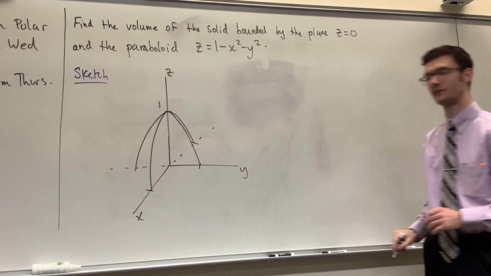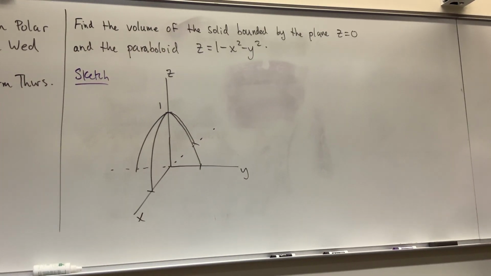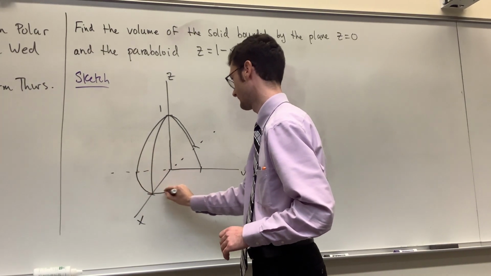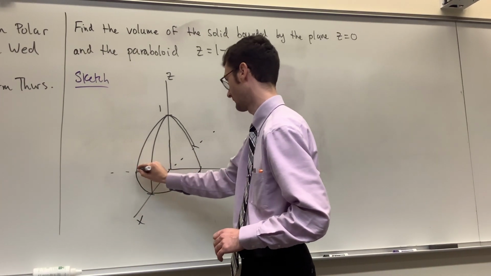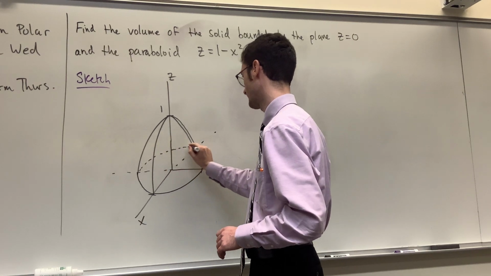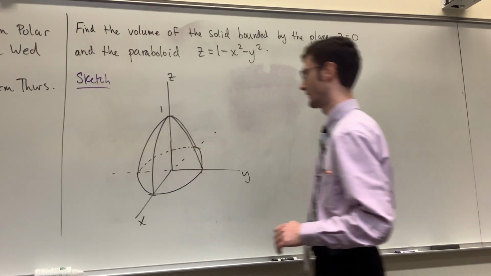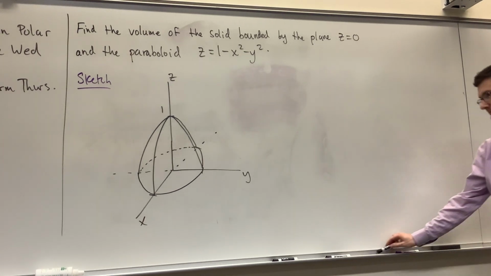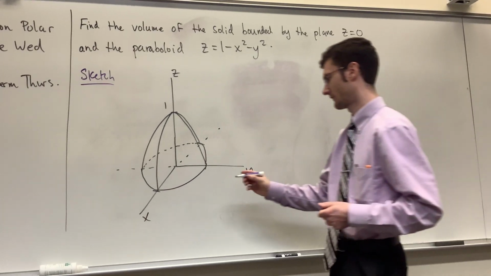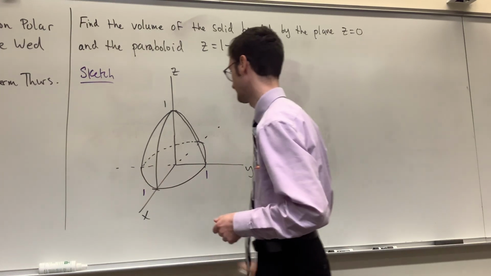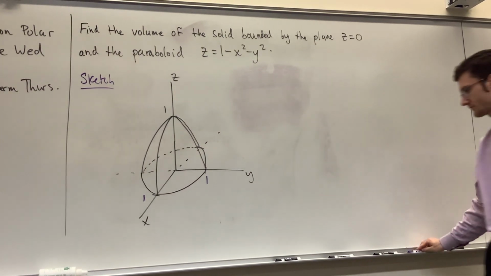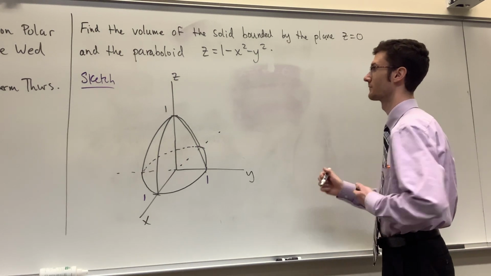There we go. You guys see it? So now check this out. What do we have here? We have a circle. Okay. Now let me just label these. This is 1 and 1. So you see what's going on here?